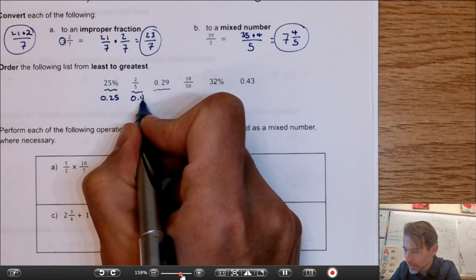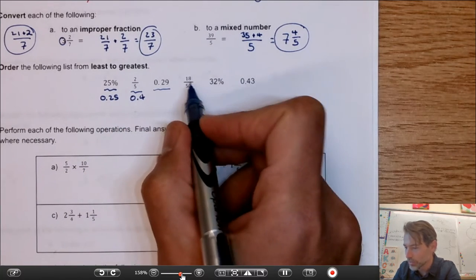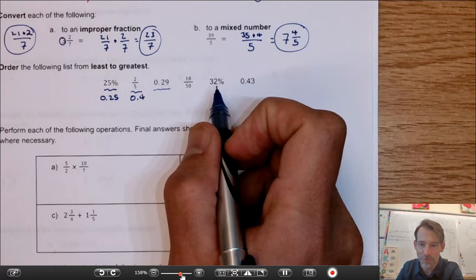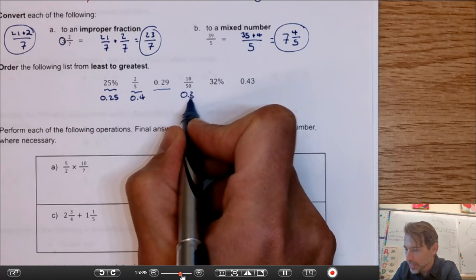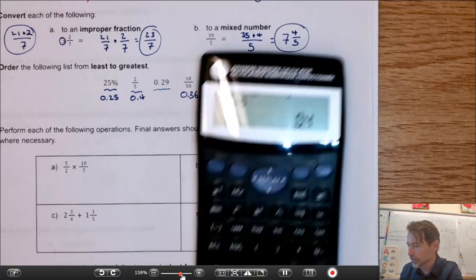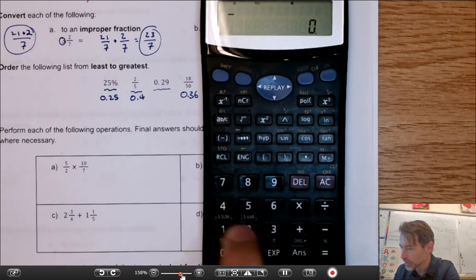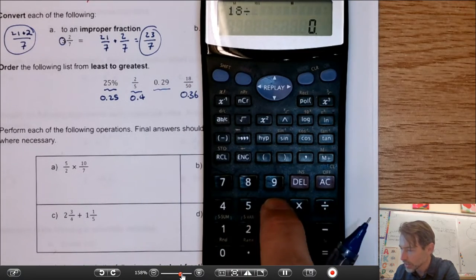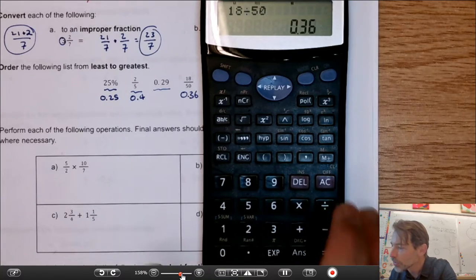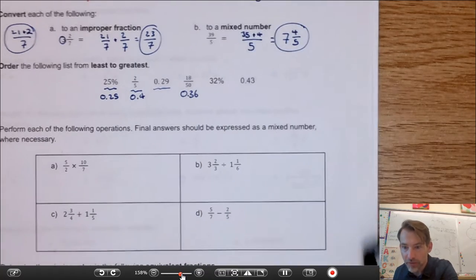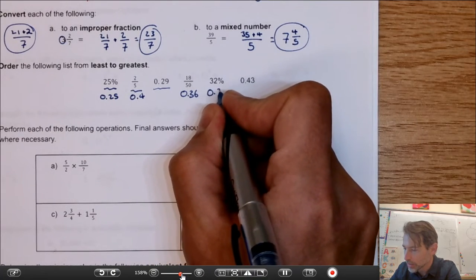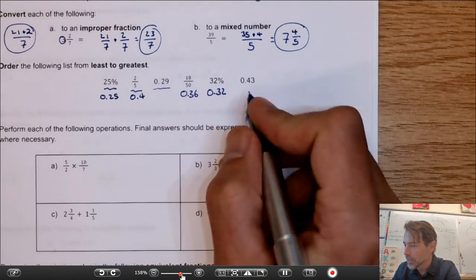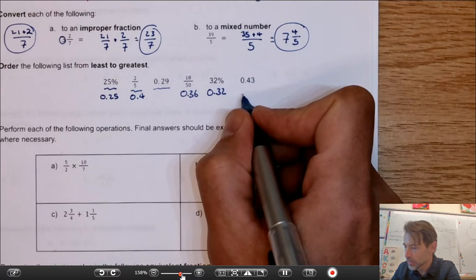That's pretty big. 0.29, that's just 0.29. 18 over 50 happens to be 0.36. And your calculator will tell you the same thing. Okay, you go 18 divided by 50 equals 0.36. 32% is 0.32. And then 0.43 is 0.43.